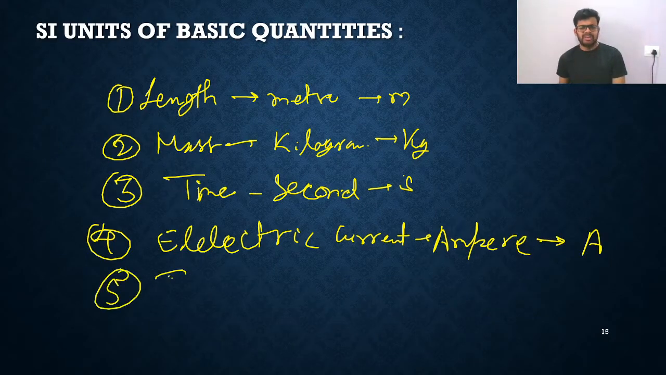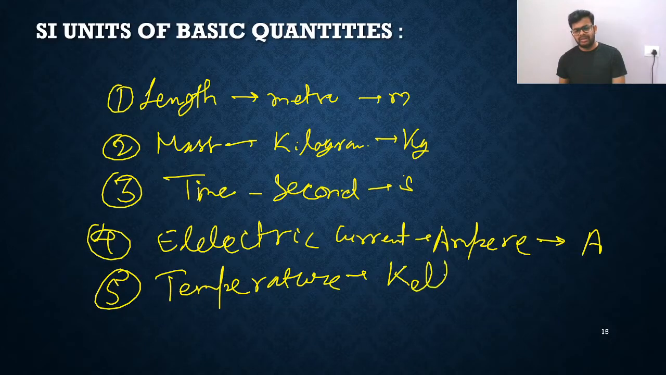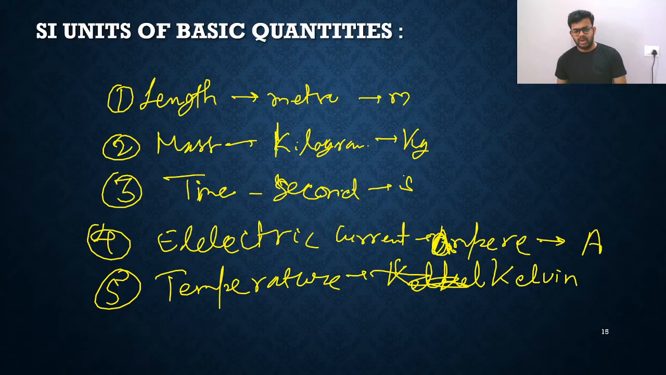Next, thermodynamic temperature. Its unit you write as Kelvin. But I will say one thing: this is small a, ampere. Seconds you need to write small s, kilogram small k, and meter small m. Why, I will tell you, don't worry about that. Kelvin is represented by capital K.